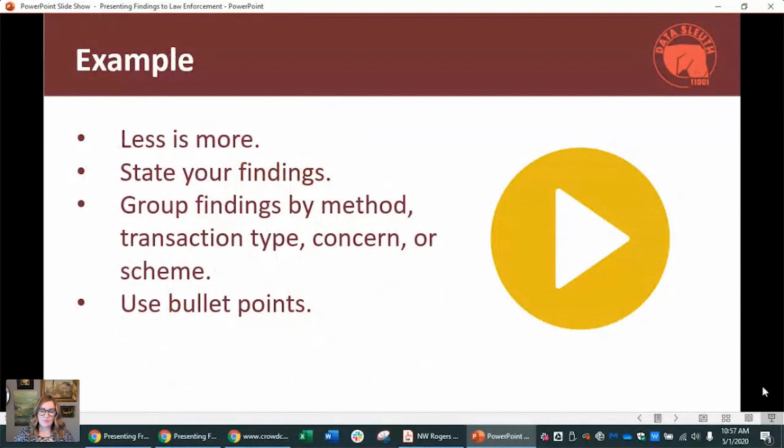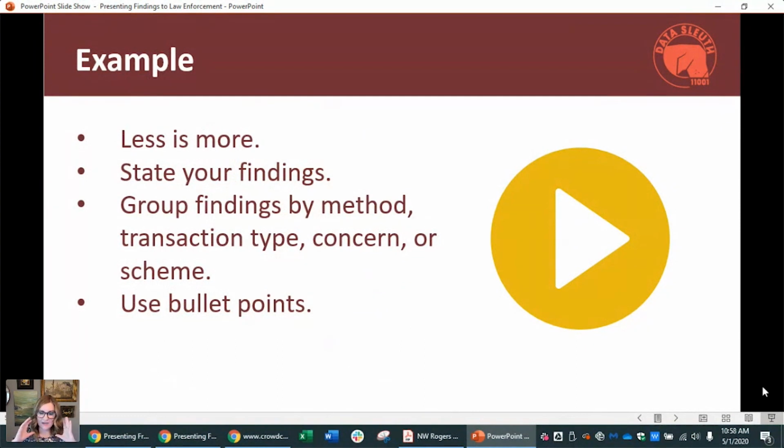A few things I'm going to point out before we look at this example. Less is more. I don't need to tell everyone all the hundreds of steps we went through to get the results we have. We need to just state our findings. How do we know what we know? I try to stay away from opinions unless that's part of something I've been hired to do. But especially when it comes to law enforcement, just state the facts like we talked about. We're going to group our findings by method, transaction type, concern, scheme, and don't be afraid to use bullet points.